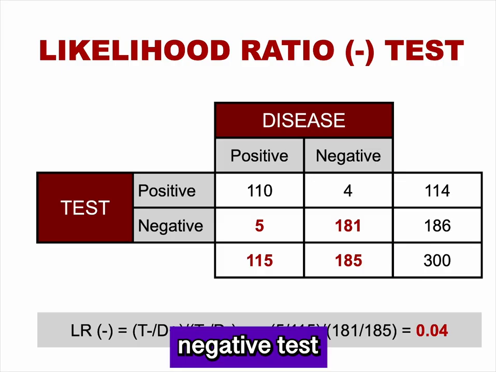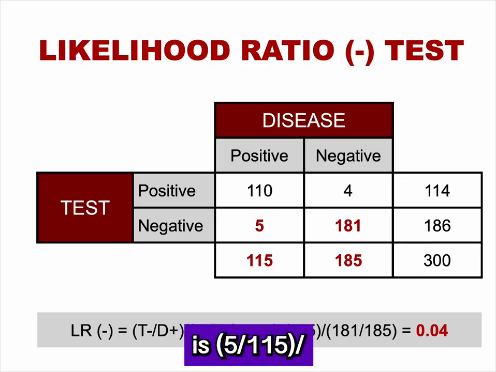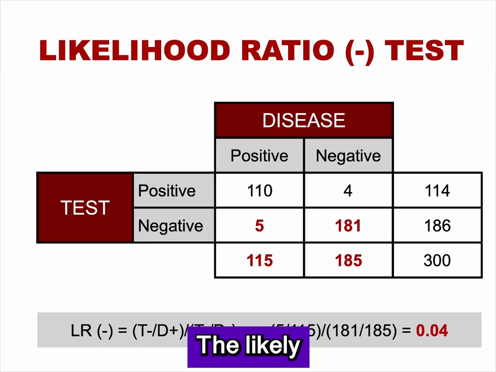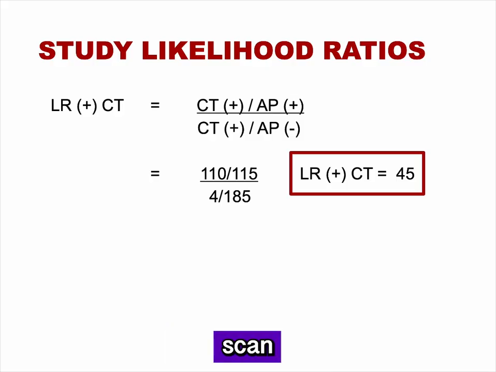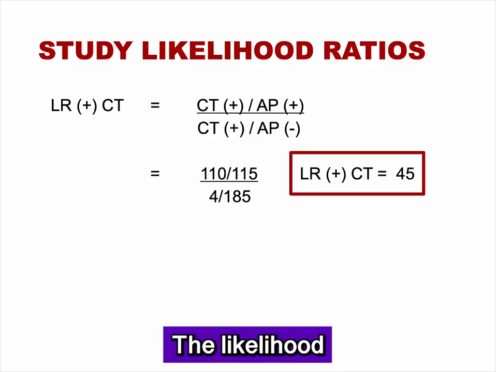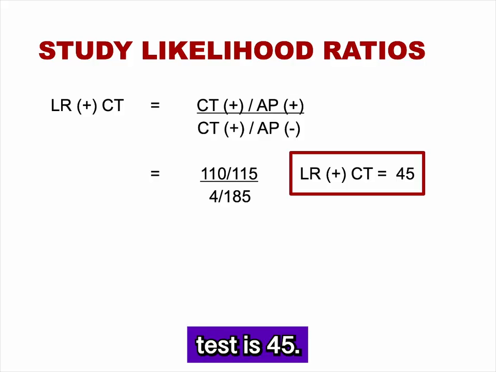The likelihood ratio of a negative test is 5 divided by 115, which is divided by 181 divided by 185. The likelihood ratio of a negative test is 0.04. Here are the study likelihood ratios. The likelihood ratio of a positive test is the likelihood of a positive CT scan if you have appendicitis divided by the likelihood of a positive CT scan if you don't have appendicitis. The likelihood ratio of a positive test is 45.